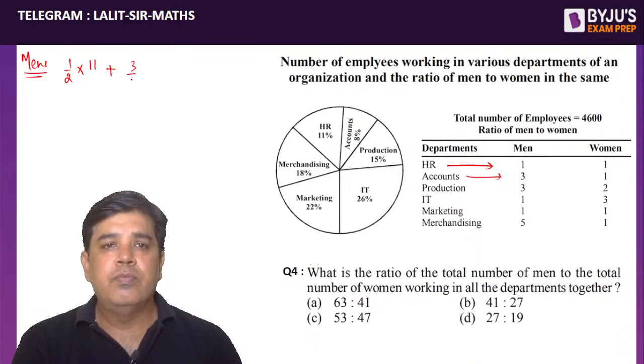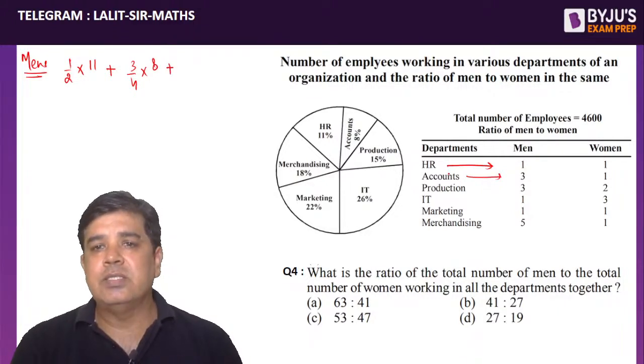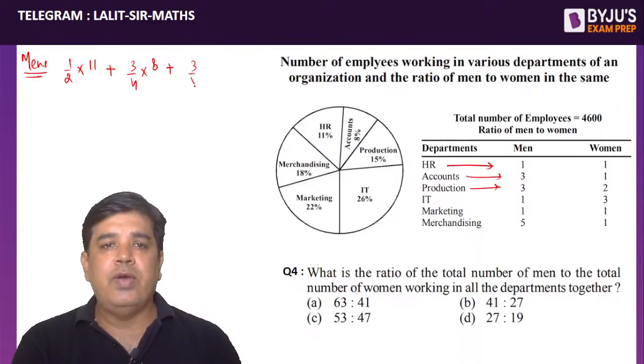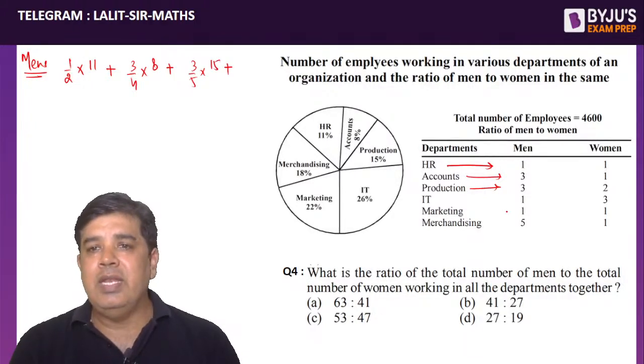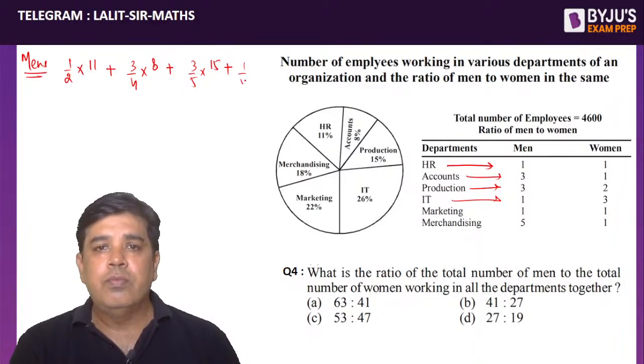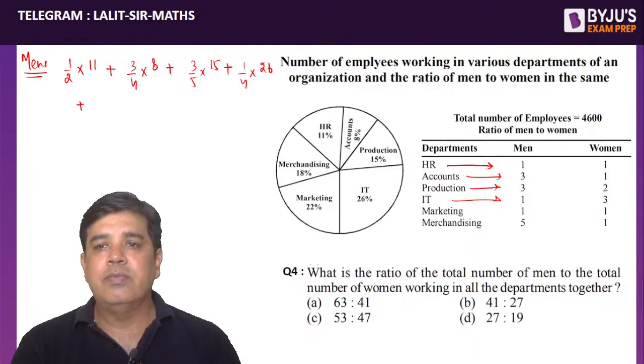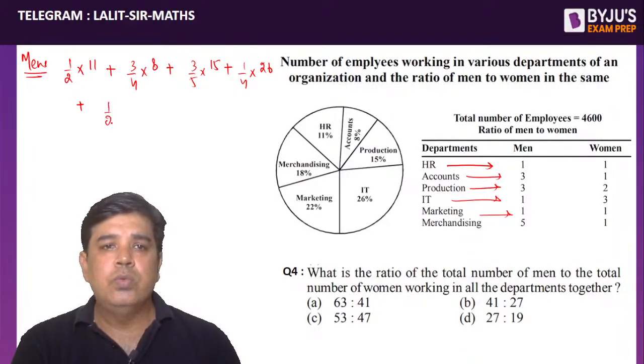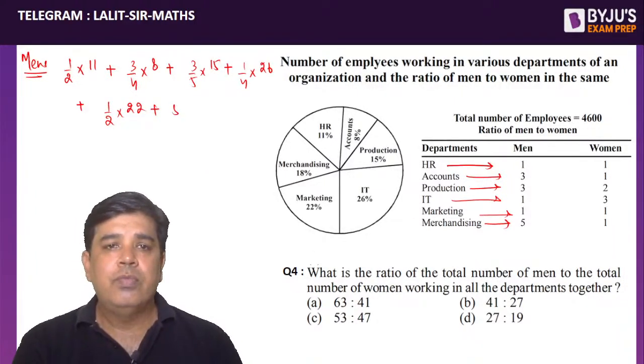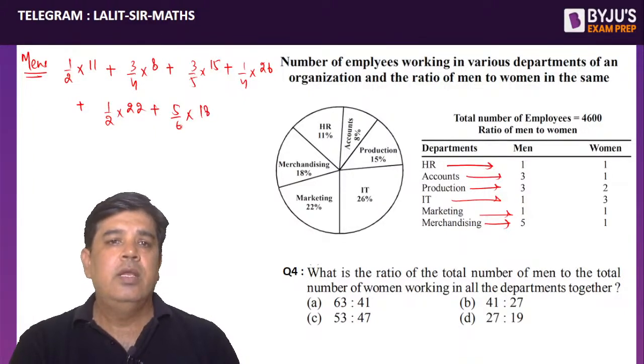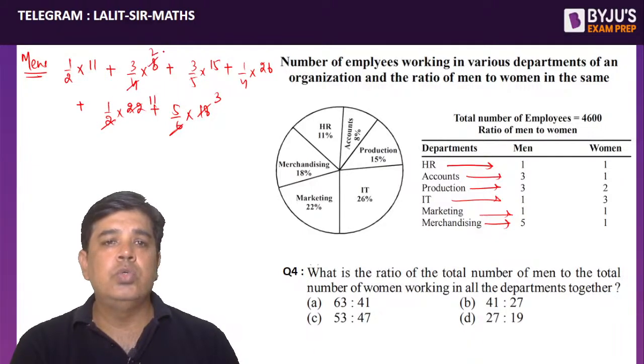Men is 3 by 4, and in accounts we have 8 plus. Third is production, 3 by 5. Production is 15. Then next IT, 1 by 4. IT is 26 plus marketing, 1 by 2. Marketing is 22 plus merchandising is 5 out of 6 of 18. Now calculate this. This is 3, this is 11, this is 2, this is again 3, this is 13 by 2, this is 11 by 2 and 13 by 2, 24 by 2, which is 12.